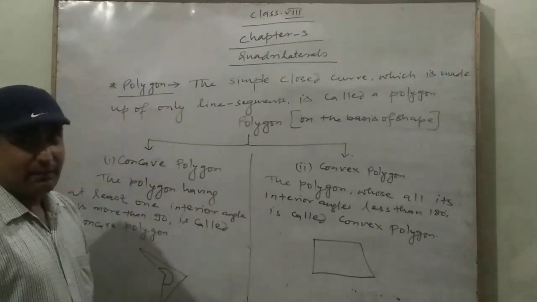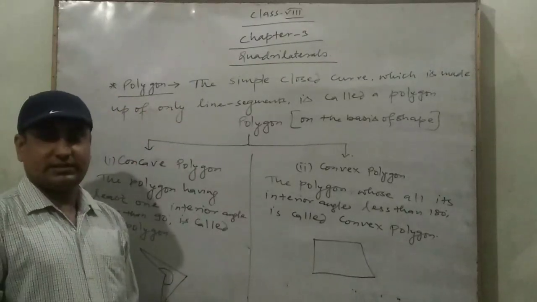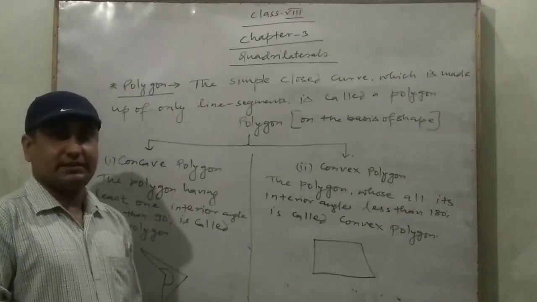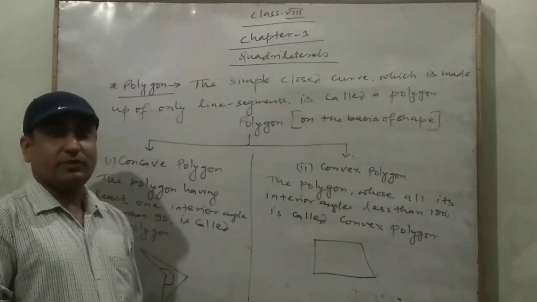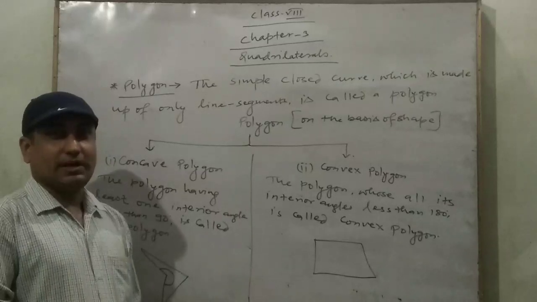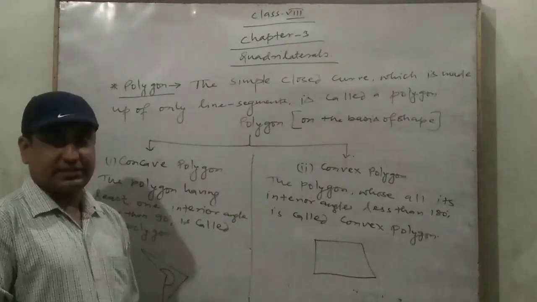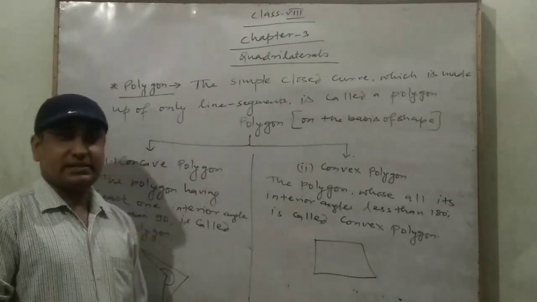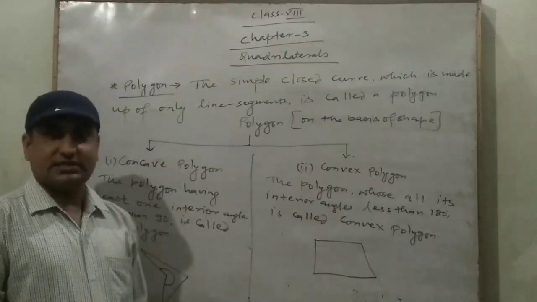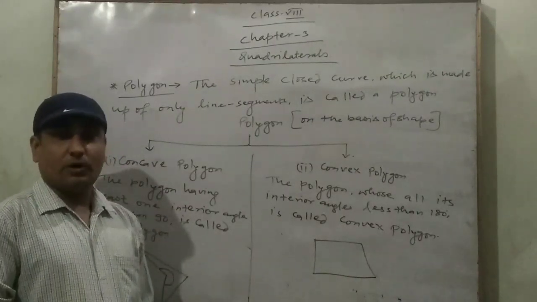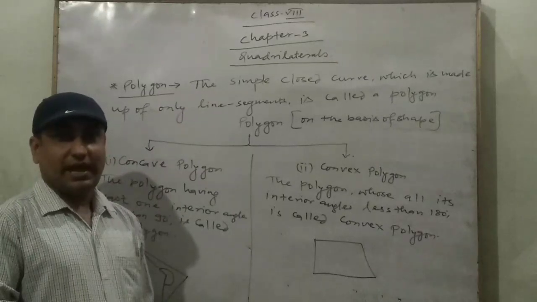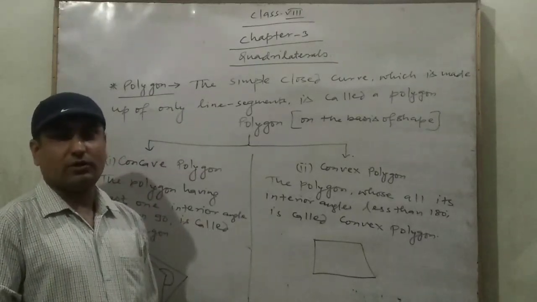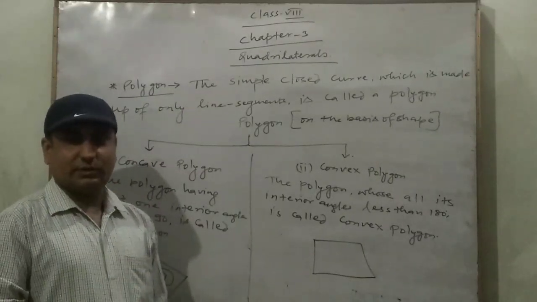Example: there are many types of polygons on the basis of the number of sides. First will be triangle, as it has 3 sides. Second will be quadrilateral, the polygon made up of 4 line segments. Next will be pentagon, hexagon, heptagon, octagon, nonagon, decagon. There are many polygons you can write.